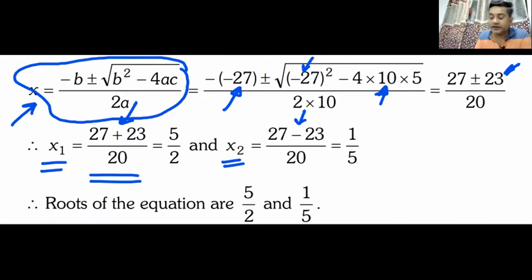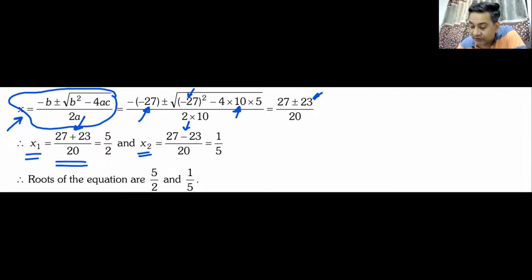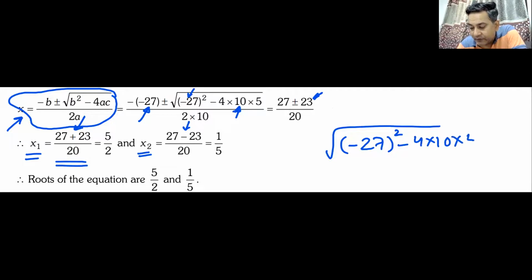Jahangir, you have to calculate b square minus 4ac and then you will have to take the root. So basically you have to calculate the square root of minus 27 square. I will not go on and calculate this. I will leave it for you to calculate. Minus 4 into 10 into 5. You have to calculate this. You will get a value from here, and then you have to take the root of that value, and trust me, you will get 23.